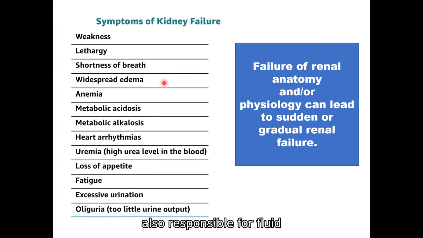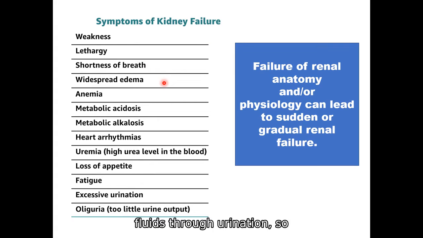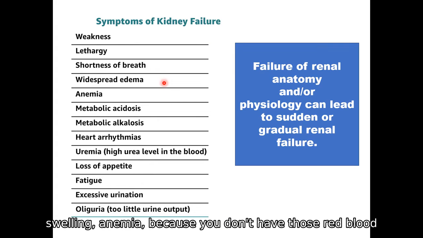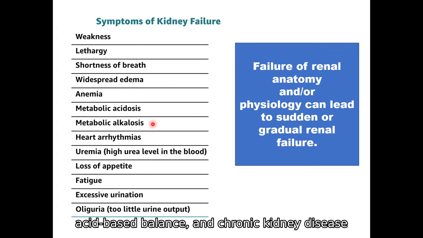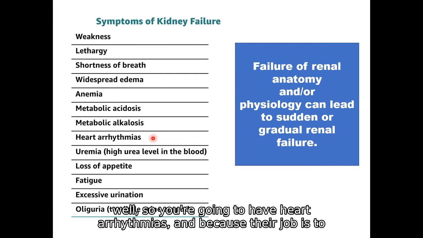And then they're also responsible for fluid balance, right? So we get rid of our excess fluids through urination. If they're not there to do that, there's going to be edema, so widespread swelling, and anemia because you don't have those red blood cells. They're responsible for acid-base balance. And chronic kidney disease has an effect on the heart as well, so you're going to have heart arrhythmias.